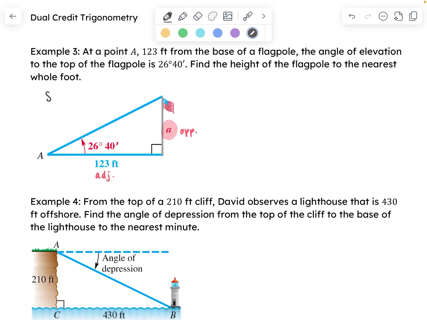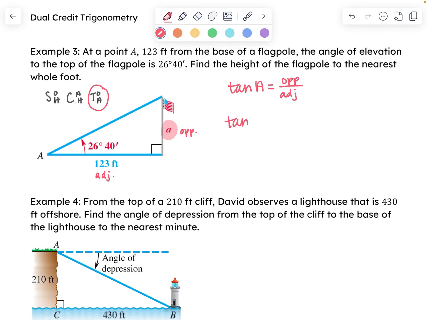So if I'm looking at my SOHCAHTOA, thinking about adjacent and opposite, I'm going to use tangent because that's the one that has both of those in it. So I'm going to have that the tangent of angle A is equal to the opposite over the adjacent. So the tangent of my 26 degrees and 40 minutes is equal to my opposite, which is A, over my adjacent, which is 123.